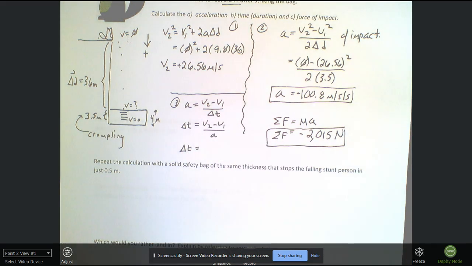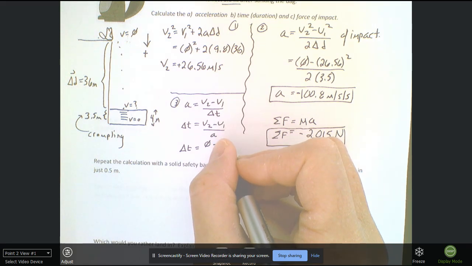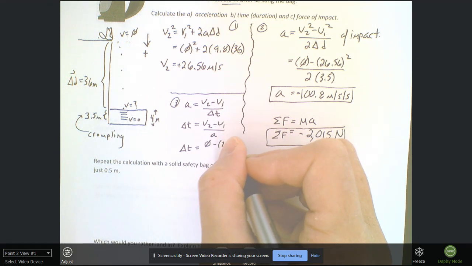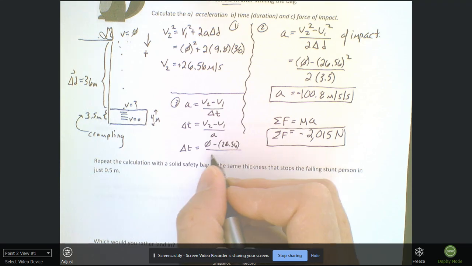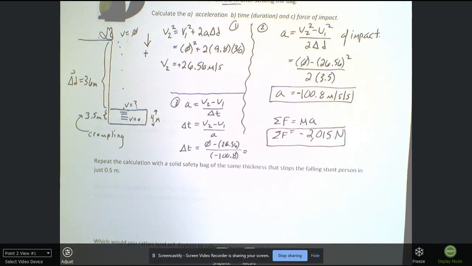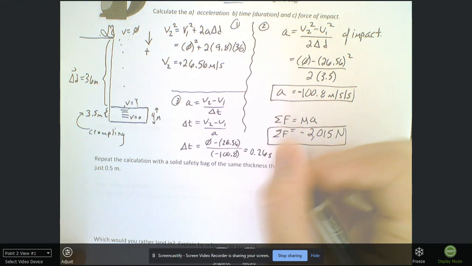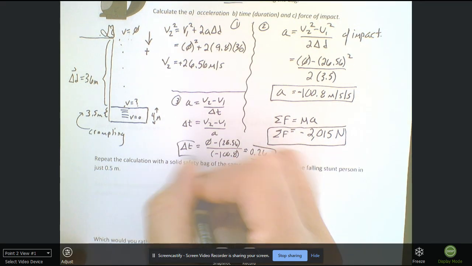v2 was 0 minus 26.56, the impact speed, divided by negative 100.8. So we get 26.56 divided by 100.8. And since they're both negative, you're getting 0.26 seconds of impact. So that's how long it would take to come to a stop.